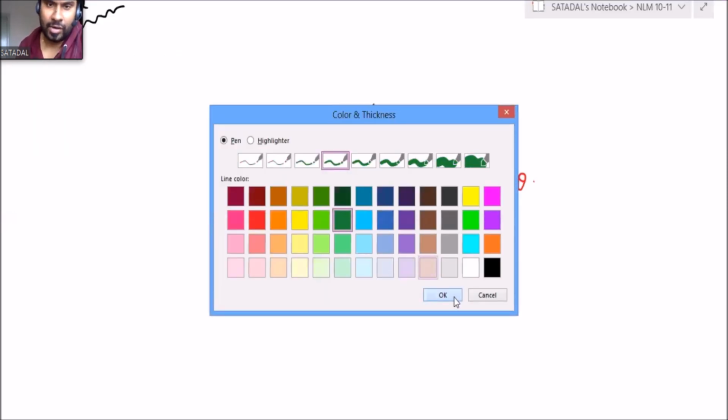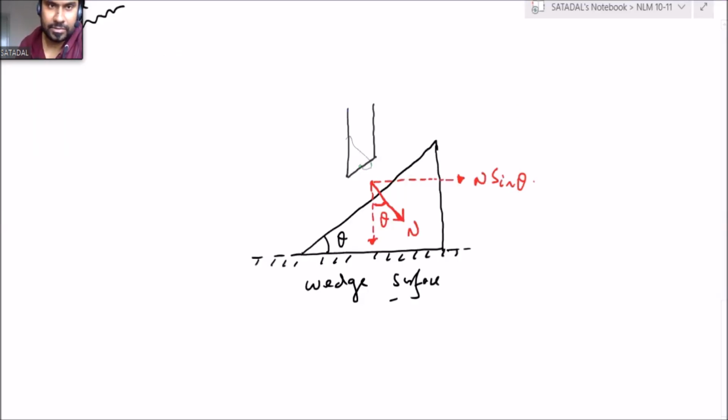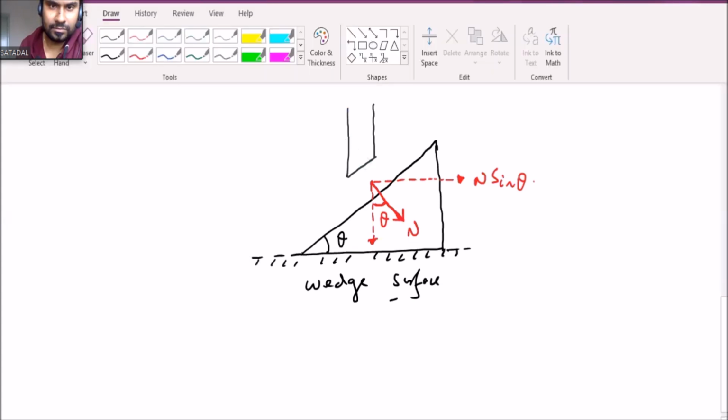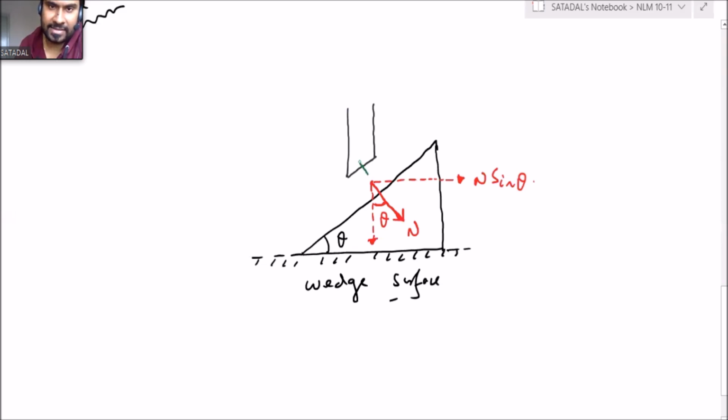Okay, what will happen to the rod? For the rod, it will be acting exactly in opposite direction, like this. This is the normal direction here. So you can take the component. This component is going to be N sine theta. And since this angle is theta, this is going to be N cos theta.